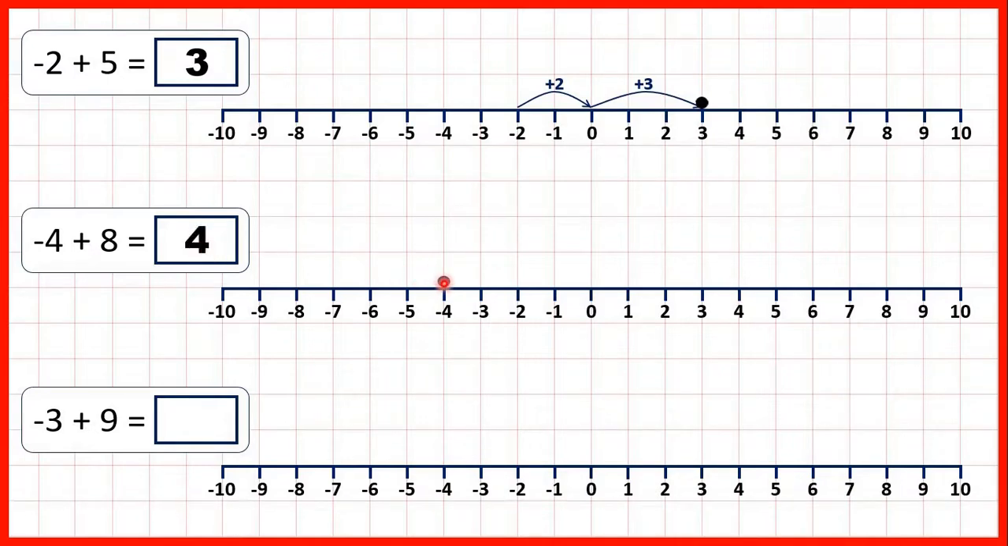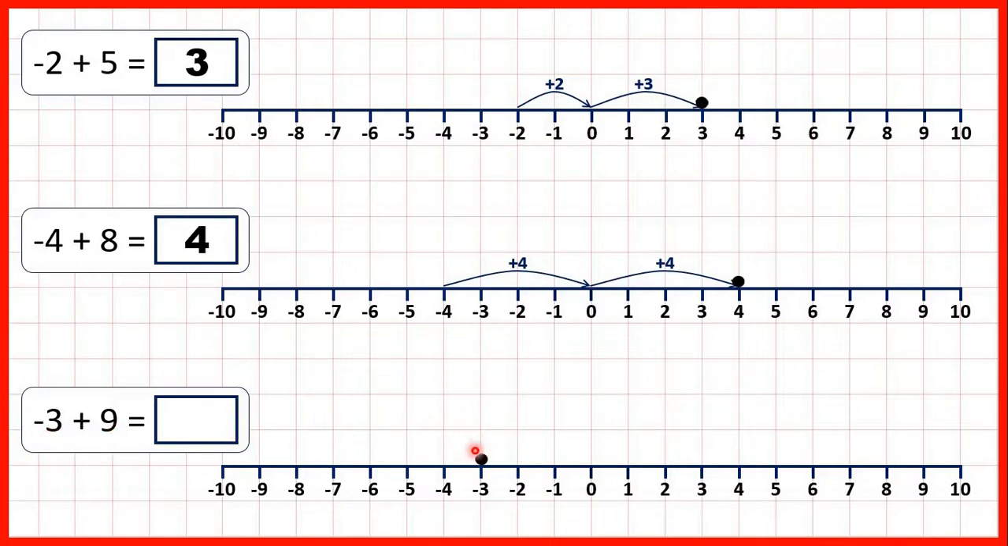Or we could have counted more quickly by first adding to get to 0, and minus 4 plus 4 is 0, but then because we've added 4 and we want to add 8 altogether, we need to add another 4, and 0 plus 4 is 4. And again, notice 8 minus 4 gives us the same answer as minus 4 plus 8. So now we have minus 3 plus 9.